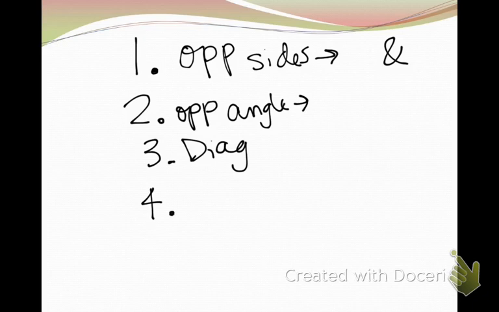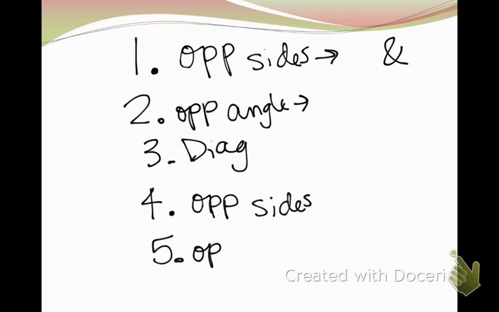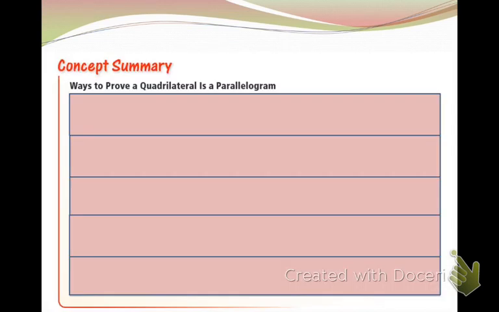Number 4 really should be 2 things, and neither of them are consecutive angles. It should be opposite sides, and number 5, though it seems redundant, should also be opposite sides. So if you want to make room, make it work, whatever. This is what it's supposed to look like, so I apologize again. So there are 5 ways to prove that a quadrilateral is a parallelogram.